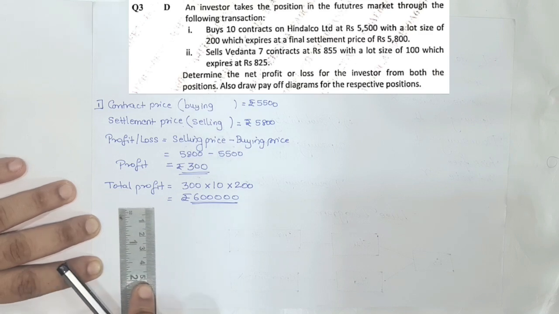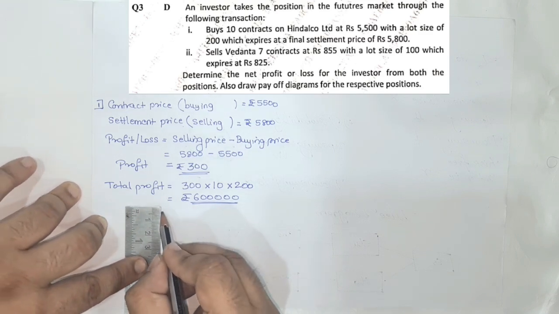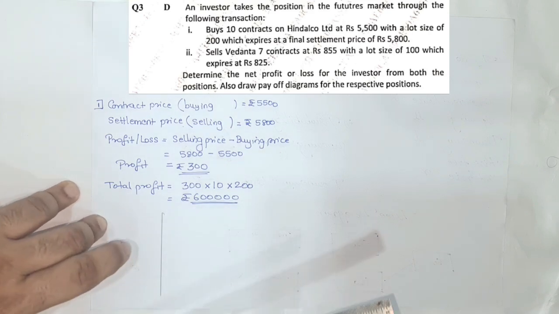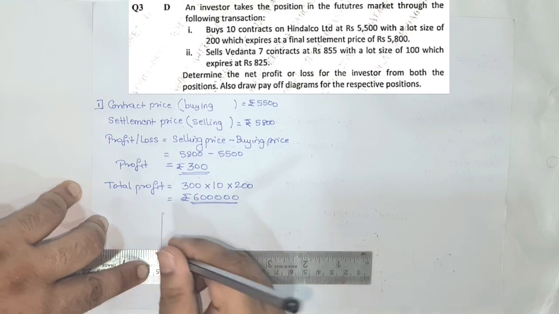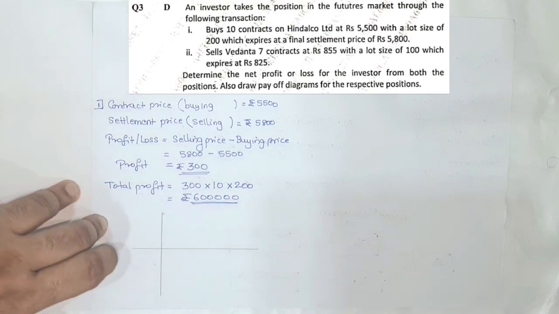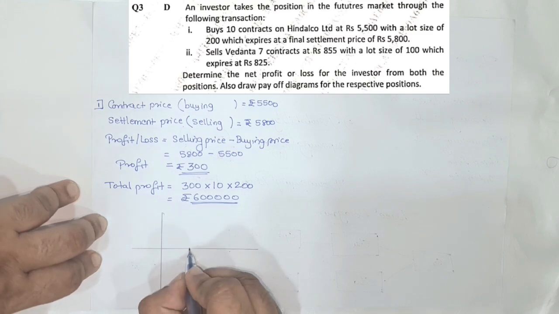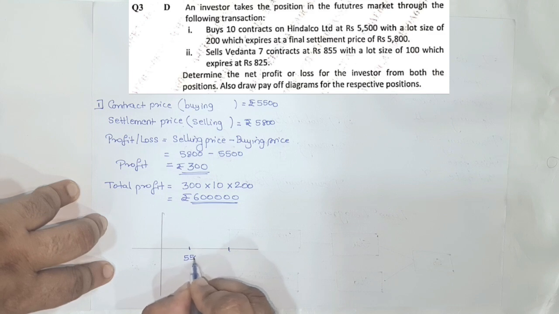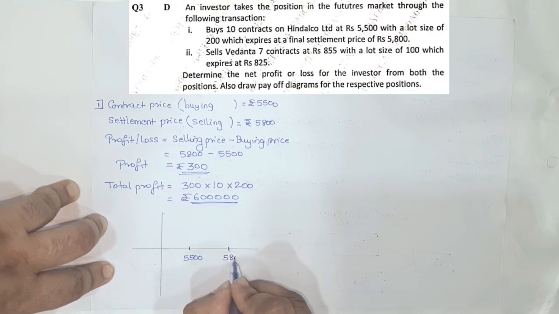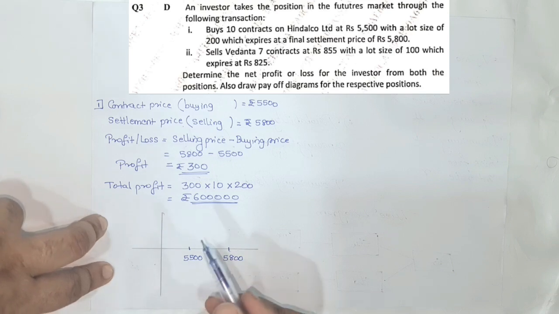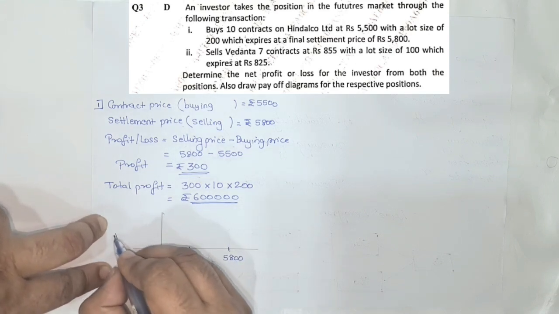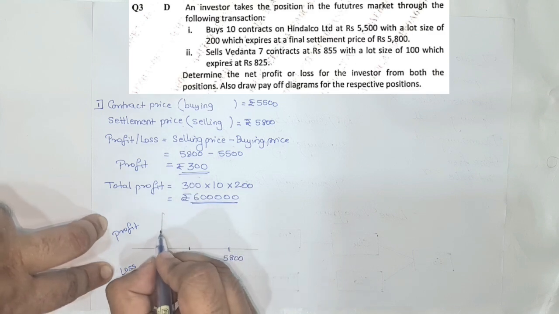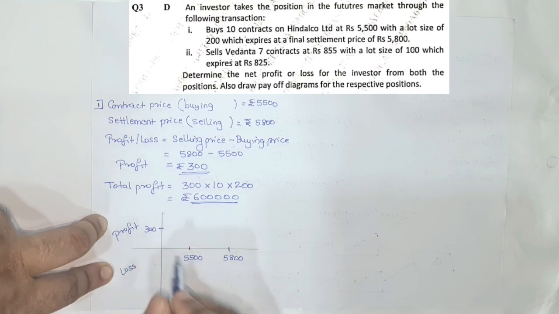Now let us see how we draw the payoff diagram. The first step is always to make a y-axis and an x-axis. The next step is to note down the two prices that you have been given in ascending order. First comes 5,500, and next comes 5,800. Now check whether you have earned a profit or loss. Profit is on top, loss is down. Profits will always be on top, loss will always be down. Here in this case we have a profit of 300, so I'm marking 300 as the profit.